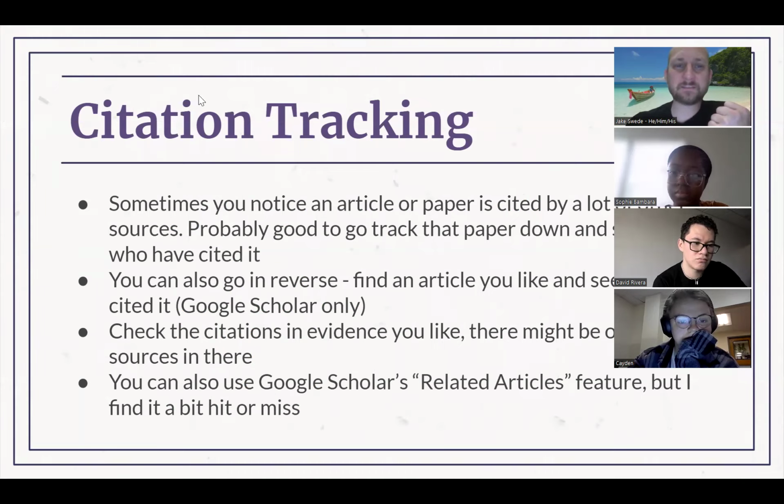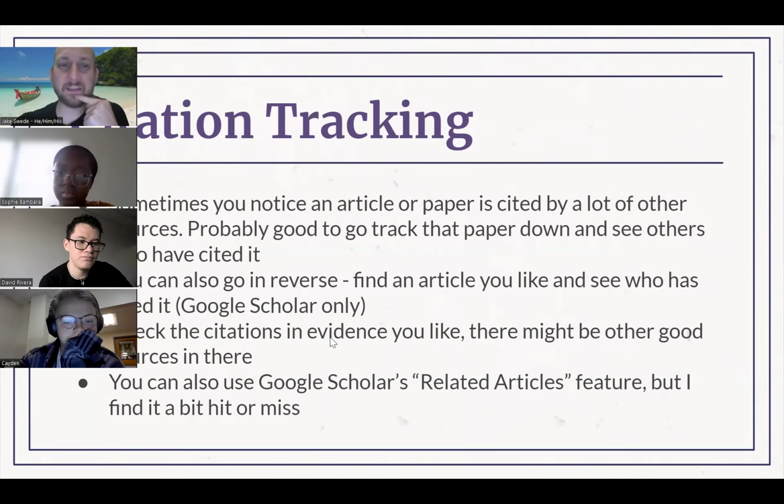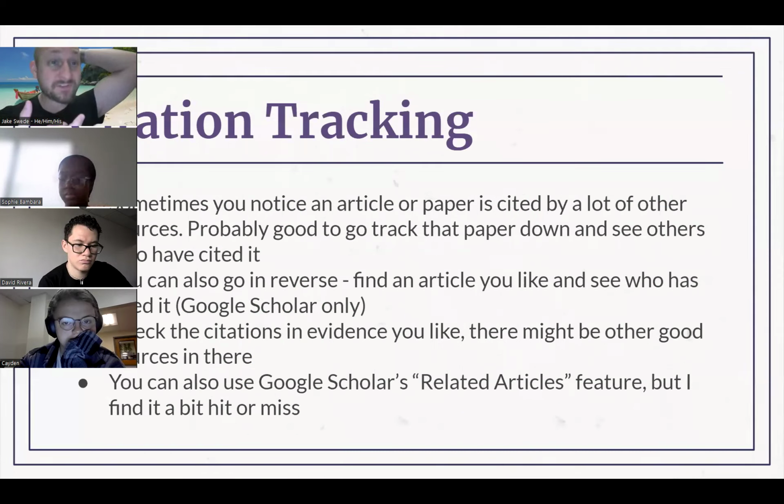You can also check the citations in the evidence you like. There might be good sources in there. So when people are writing their papers, they include the citations at the bottom, right? If you're cutting evidence from, let's say, pages 2 to 4, and there's 3 citations in there, once you're done cutting that evidence, probably go look up those citations and just see what they say. It doesn't always lead you anywhere important, but sometimes the article you thought was good is citing an article that's even better, and you're just like, oh, well, the original is even better. I don't need this knockoff copy, right?